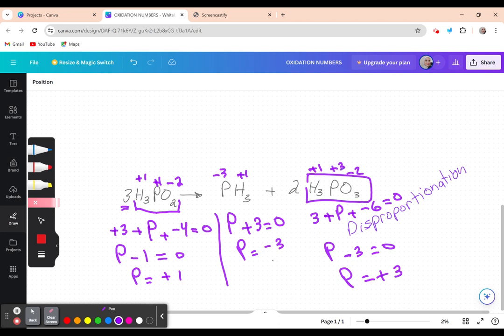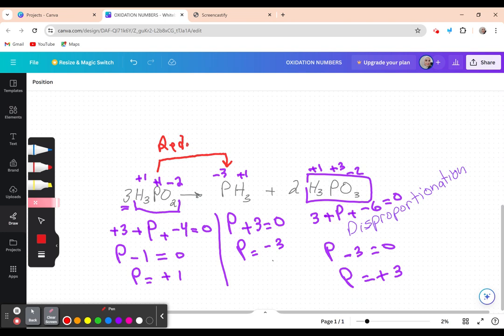Okay. Now we have to check the oxidation and reduction. Let me change the color. Hydrogen was +1 and it stays +1, so nothing happens. No oxidation, no reduction for the hydrogen. Phosphorus changed from +1 to -3, so it was reduced. So we call it reduction, or the oxidizing agent.